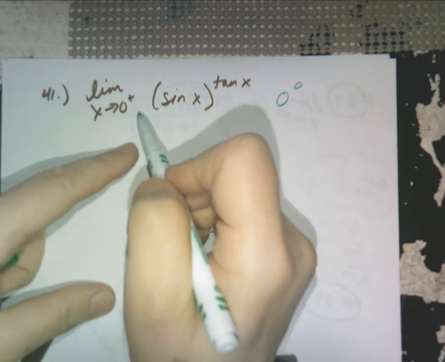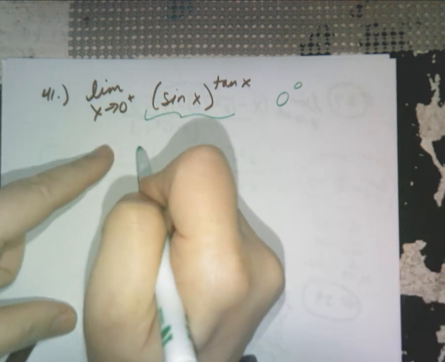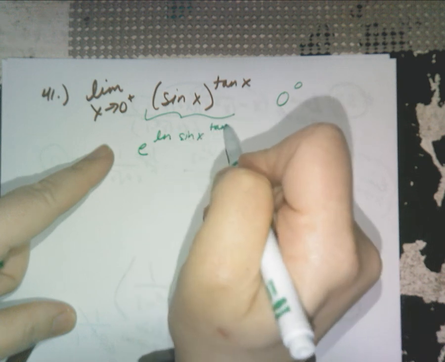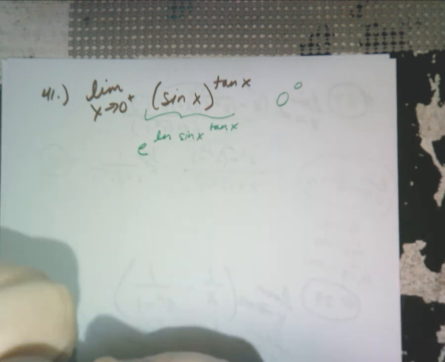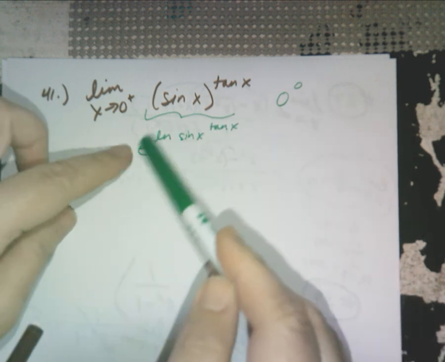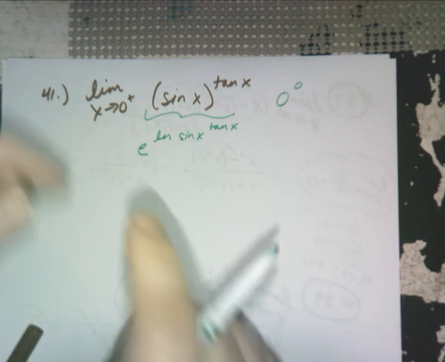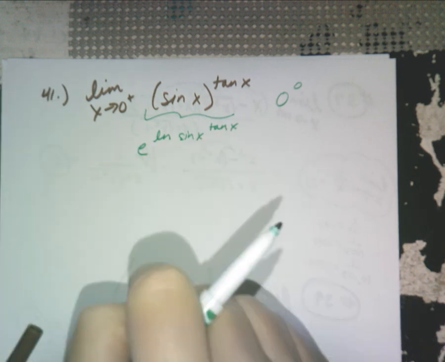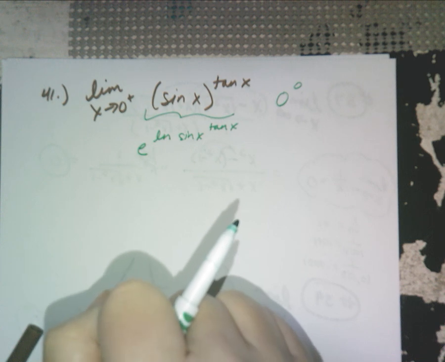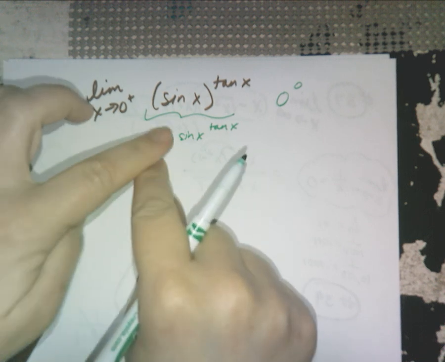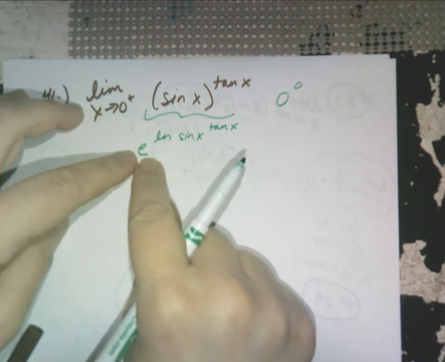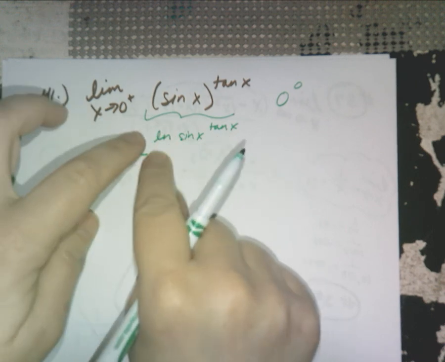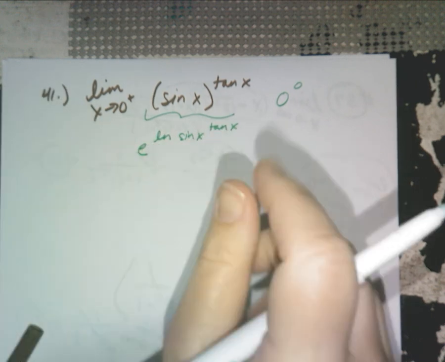I am going to rewrite this as e to the ln of sine of x to the tan of x. Anybody know why I'm allowed to do that? Because e and ln cancel. Why am I doing that? Because I want to get tan x down. I can do it only because they cancel. And the whole reason I'm doing that is because I want tan x down. Do you all understand that part?